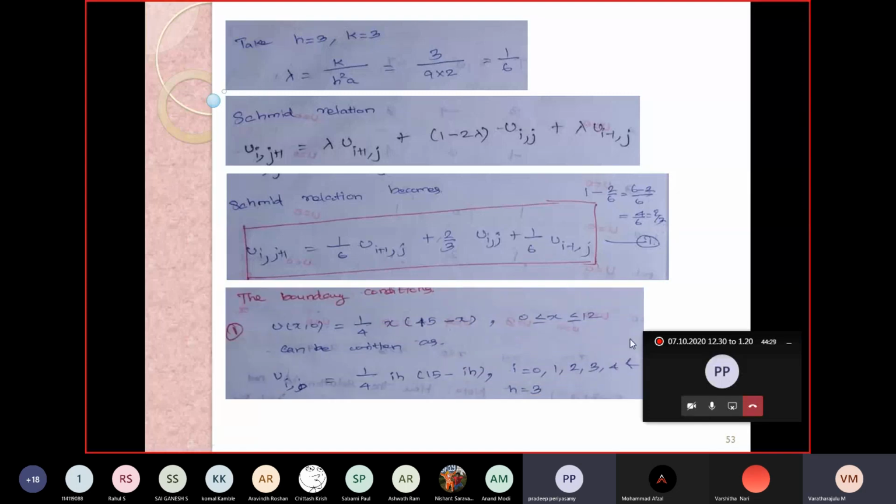Please take your calculator and try to make the relation in your calculator. That gives 1 by 6 into a plus 2 by 3 into b plus 1 by 6 into c. Based on this relation, we are going to find the unknowns.